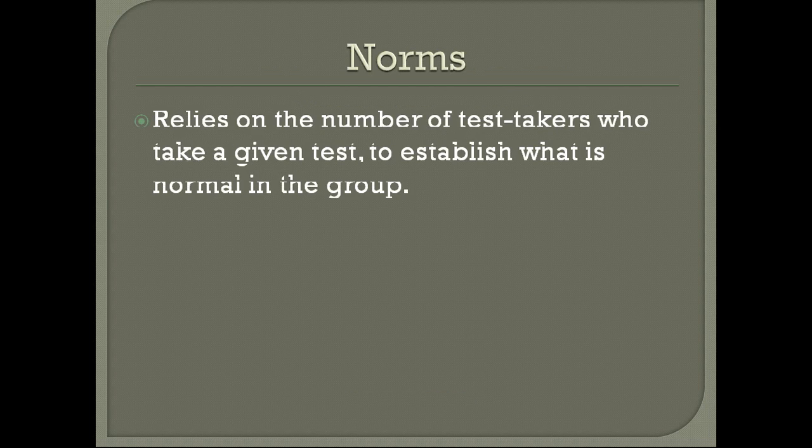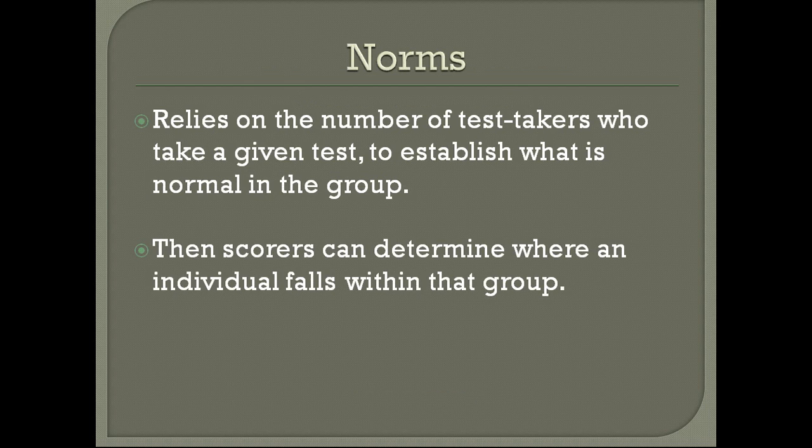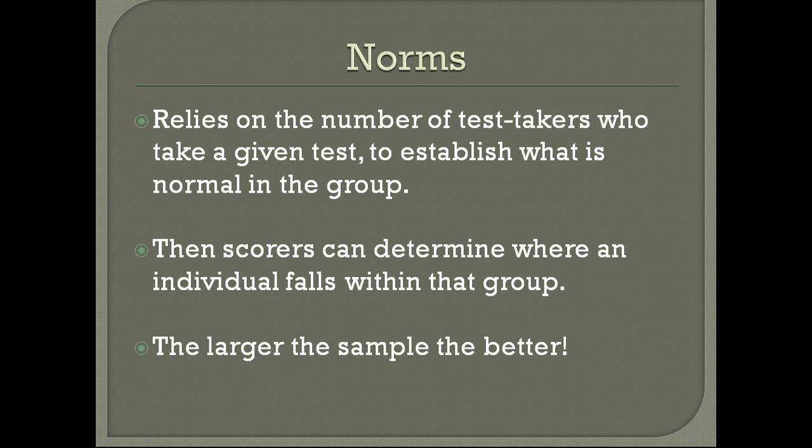Now norms, what they rely on are the number of test takers who take a given test to establish what is normal in that group. Then the scorer can determine where an individual falls in that group, which is why having a larger sample or a bigger group of individuals taking a test is better.